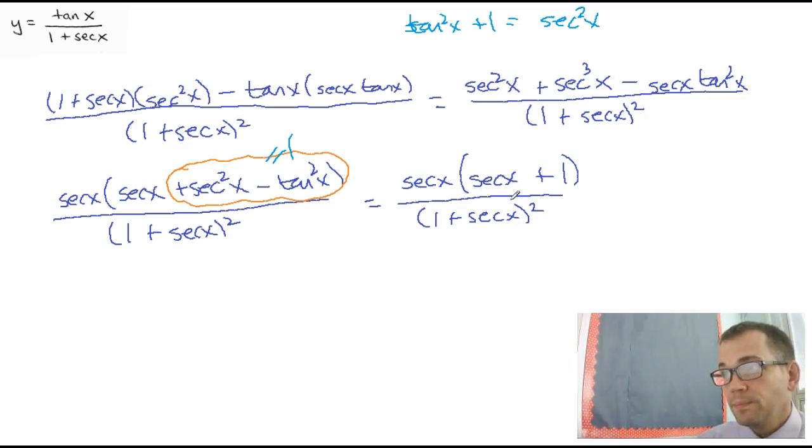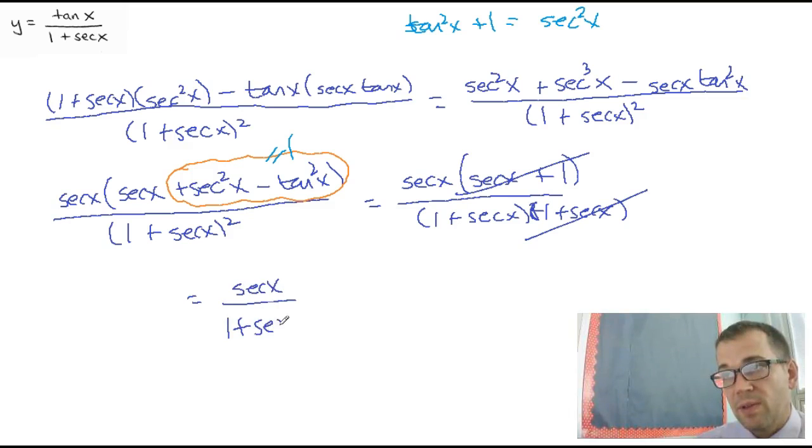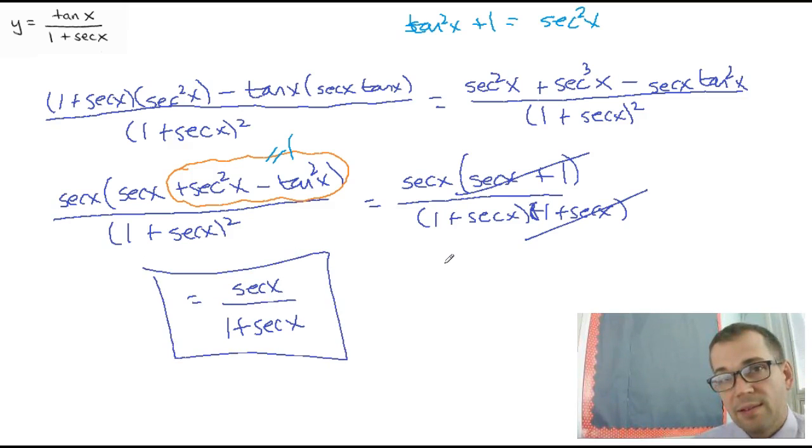And then, while I wouldn't multiply it out, I do want to point out that this bottom basically means we have 1 plus secant x twice. And of course, this would cancel one of those. So my final answer would be secant of x over 1 plus secant of x. And I can't clean that up any more than that. That'll be my final answer.